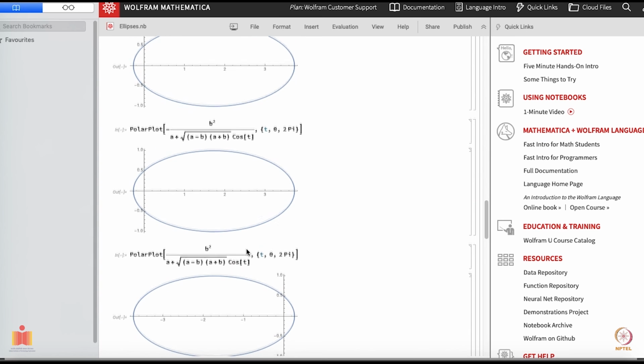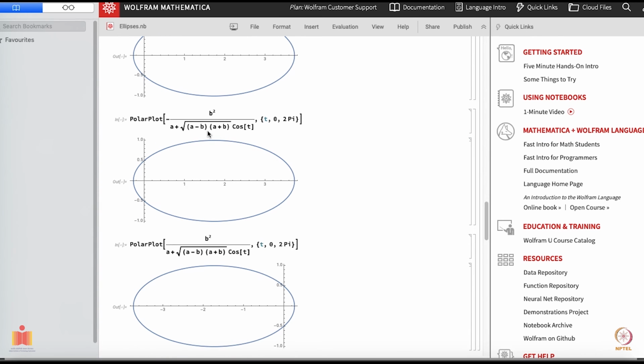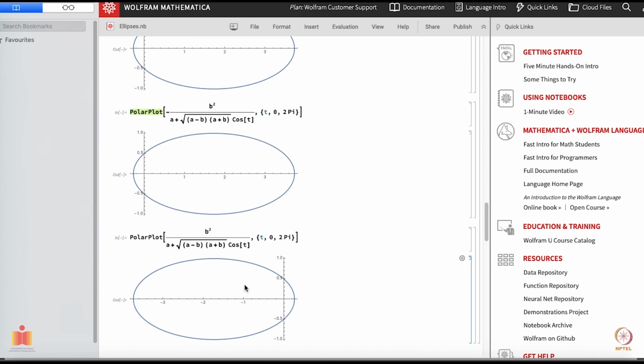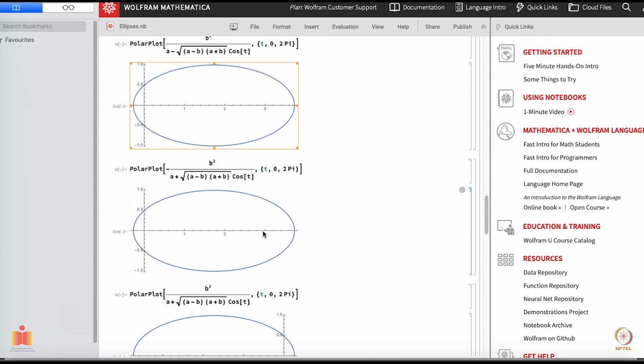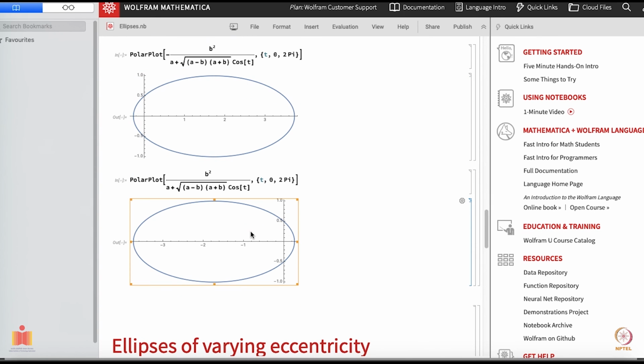Next, what I have done is I have taken the expression which you have here, okay, and just removed the minus sign and plotted, and you see you get the ellipse, but this time its focus is here, and the ellipse is going to the left instead of going to the right as here. Okay, that's the only difference. So if you change the sign, this is what you get.